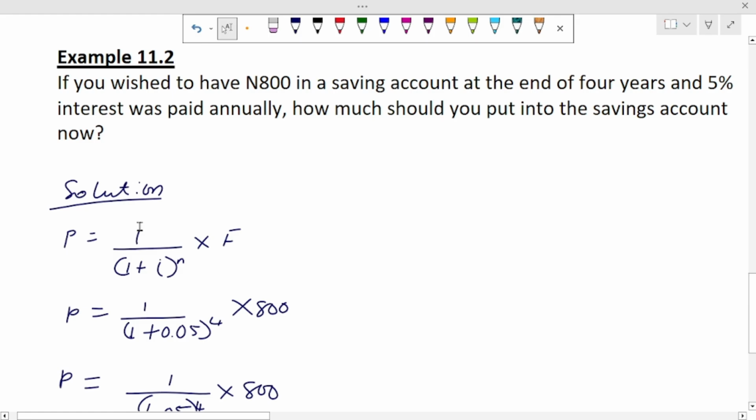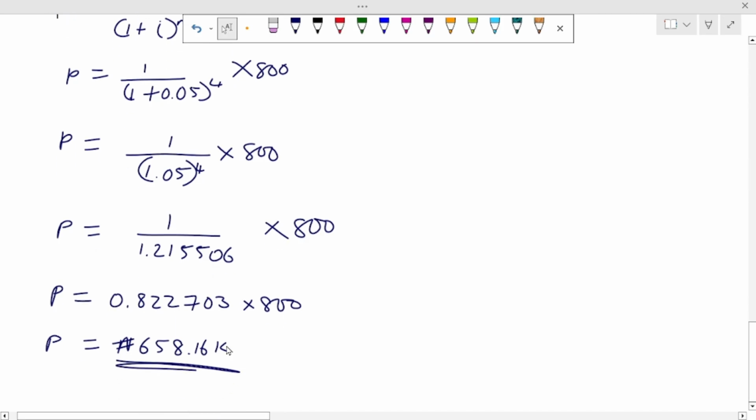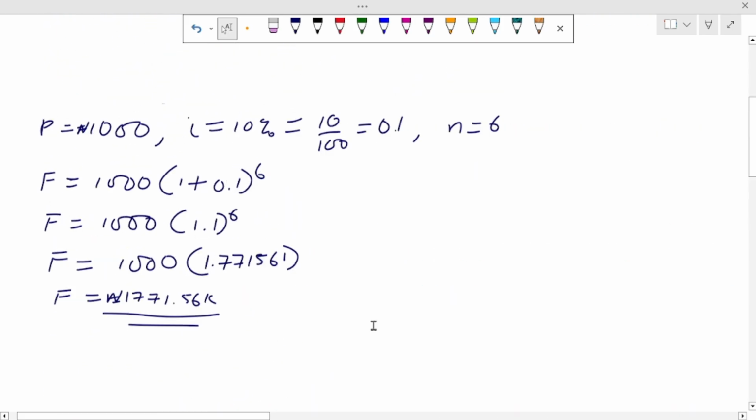That's it. So where you have 1, it is 1, of course. Where you have I, you put 5%, which is 5 over 100, which is 0.05. Where you have N, you put 4 years. Where you have F, you put the future amount 800. And of course this plus this gives you 1.05 raised to the power 4. That will give you this expression. 1 divided by this will give you this. Then you multiply by 800 to give you this amount. Okay, so that's it.